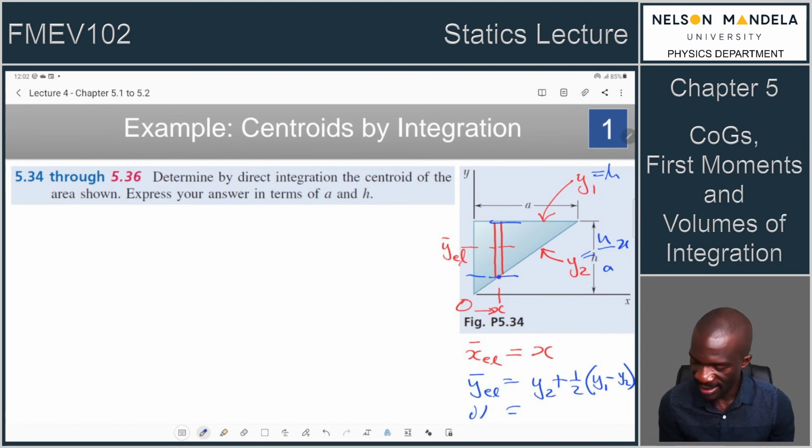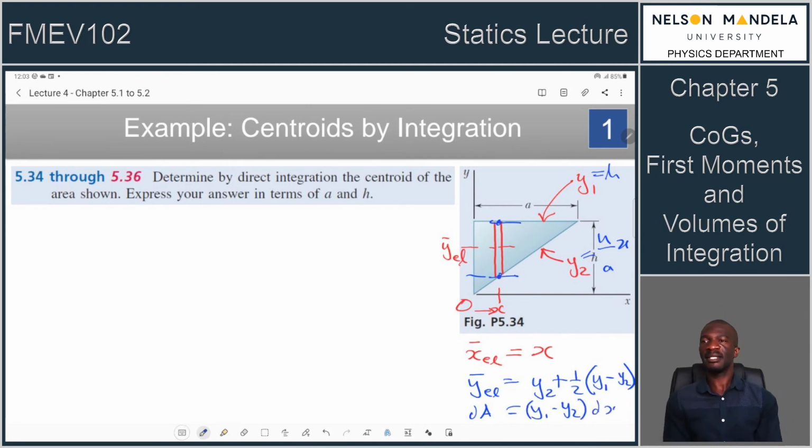How about dA? dA is length times width. What is the length of this, or the height of this strip? The height of this strip is y1 minus y2. So that's its height. What is its thickness? dx.